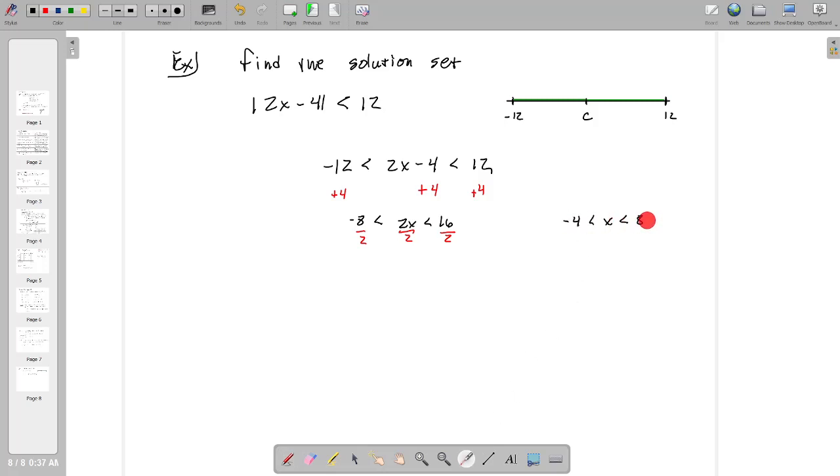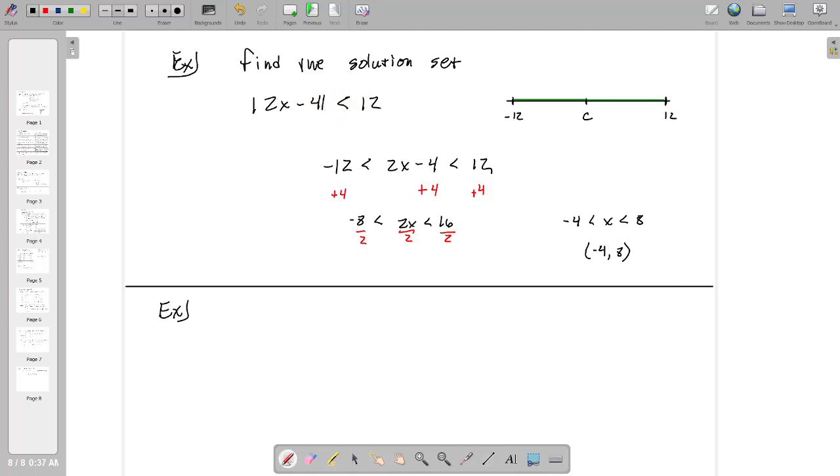Here's our solution set. We also write this as an interval, negative 4 to 8. We use parentheses because we don't have an equal to here. We have strictly less than signs. So the interval for which this inequality is true is here. Now what this means is that x can take any value on this interval and it will make this inequality hold true.